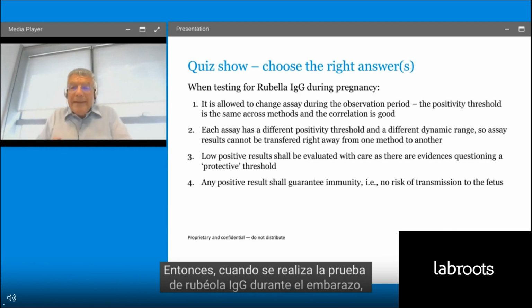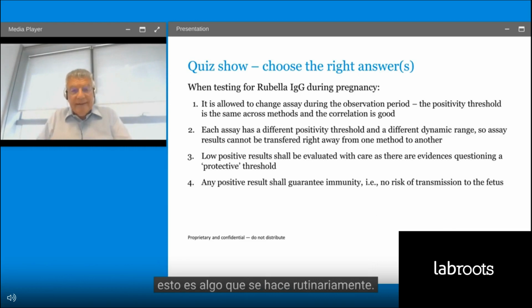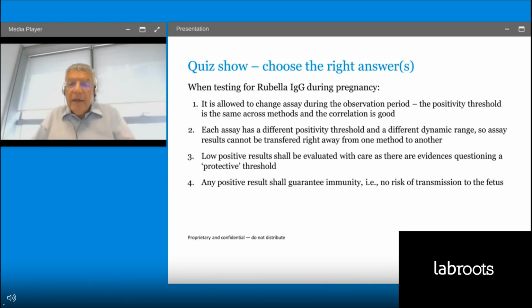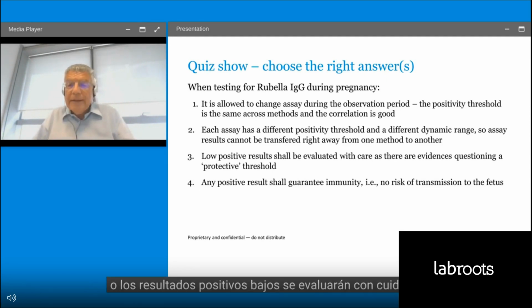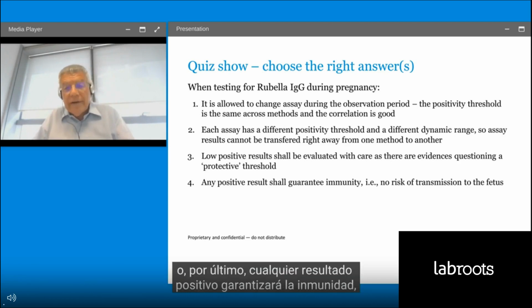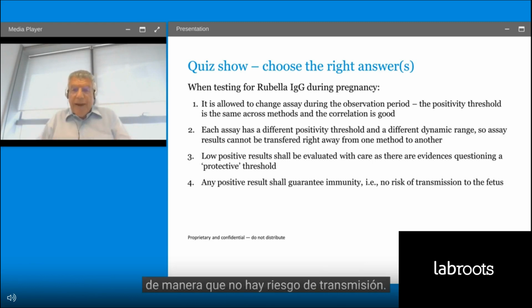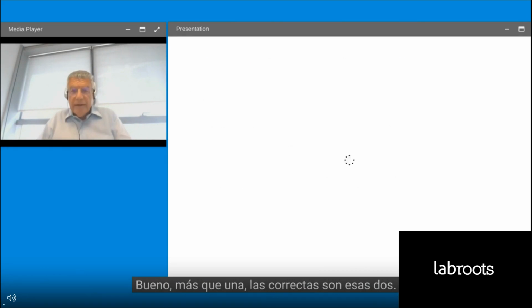So testing for rubella IgG during pregnancy is something that is routinely performed. The options here are: you may change assays because the positive threshold is the same across methods. Or each assay has a different threshold and a different dynamic range, so assay results cannot be transferred from one method to the other. Or low positive results should be evaluated with care as there is evidence questioning a protective threshold. Or finally, any positive result shall guarantee immunity, so no risk of transmission. Well, the right ones, more than one, are those two.